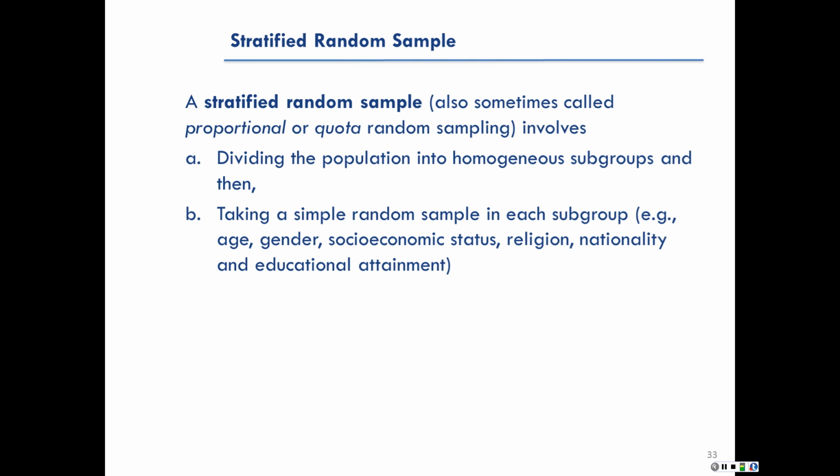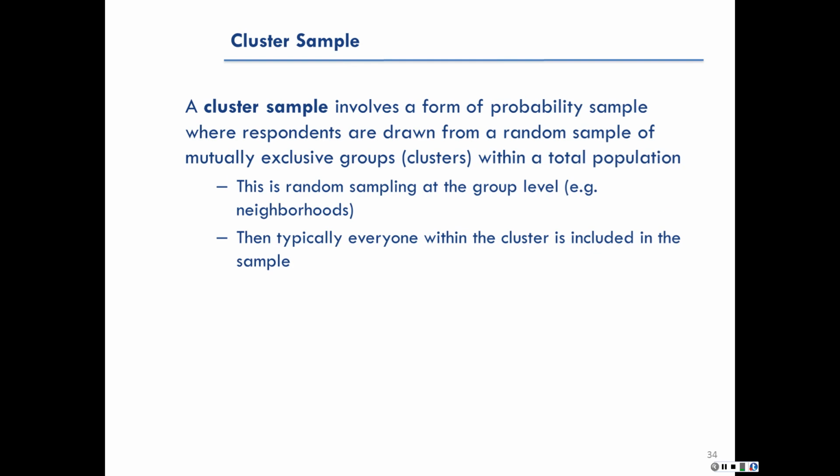There's also a stratified random sample, sometimes called proportional or quota random sampling. It involves dividing the population up into homogeneous subgroups and then taking a simple random sample in each subgroup. This is because you might want to make sure you get enough representation in each subgroup. So you could use age, gender, socioeconomic status, religion, nationality, educational attainment, etc. to divide your population up into subgroups.